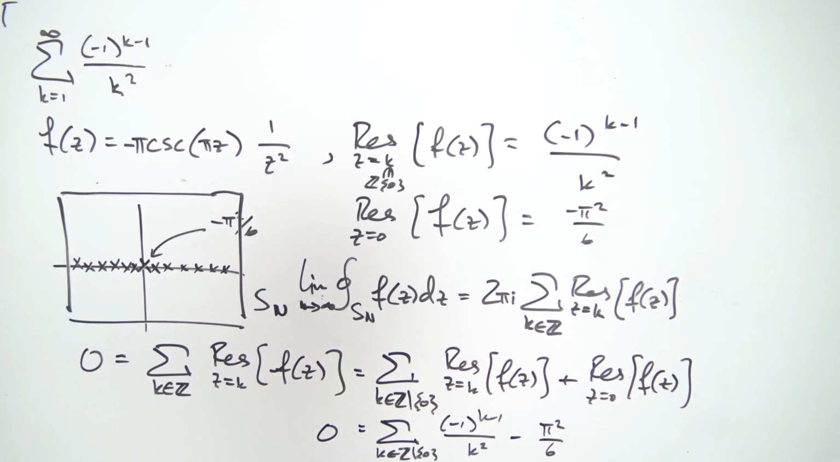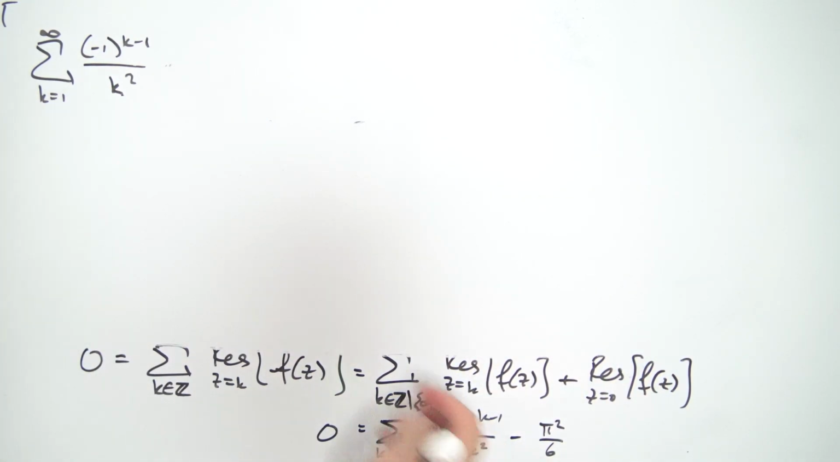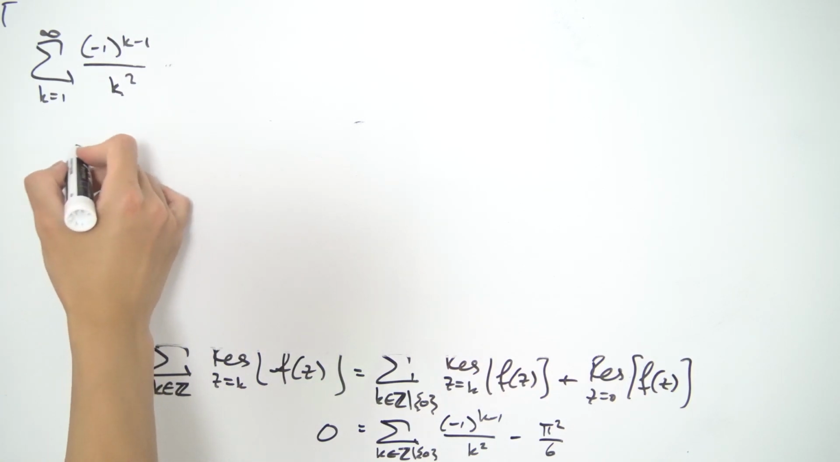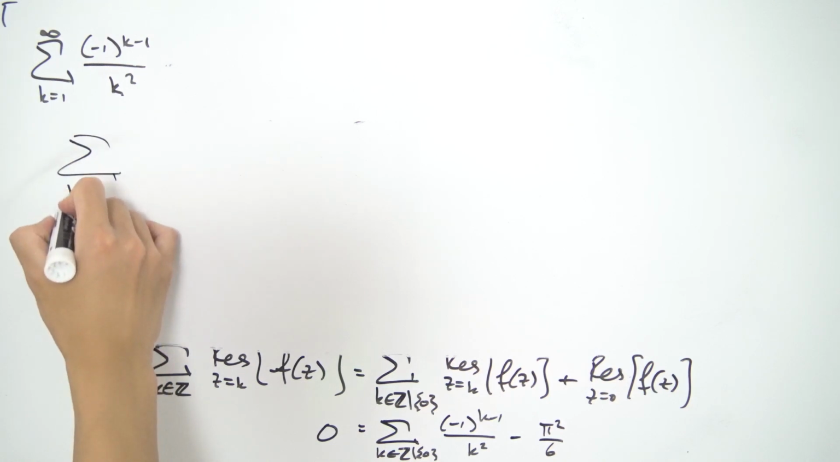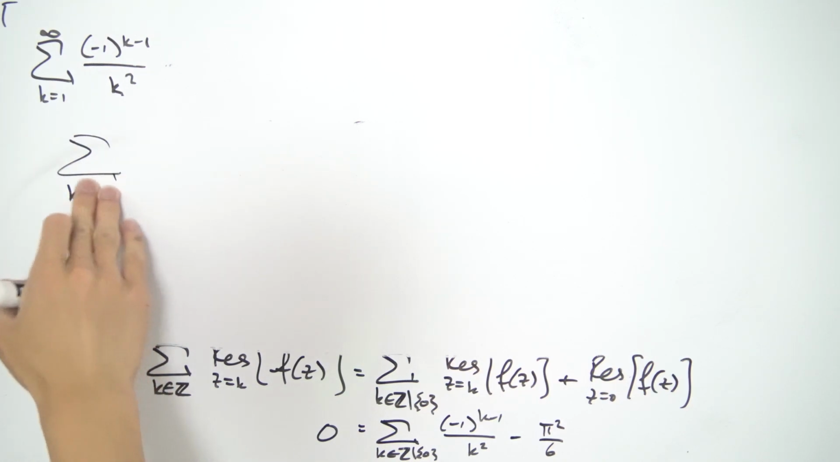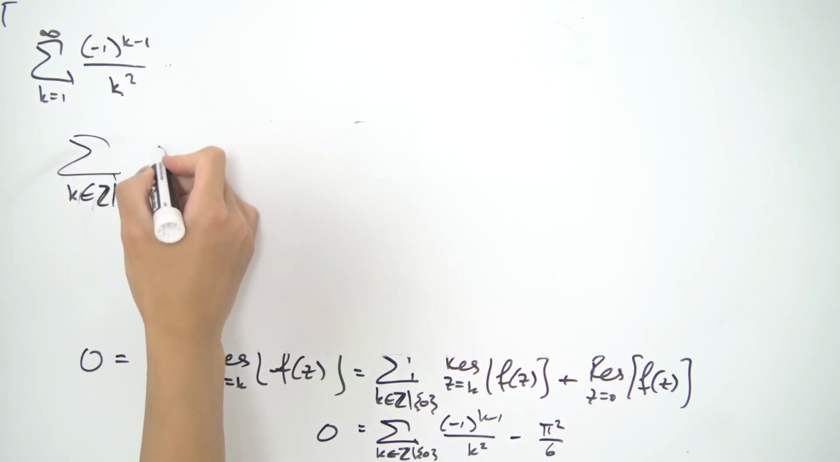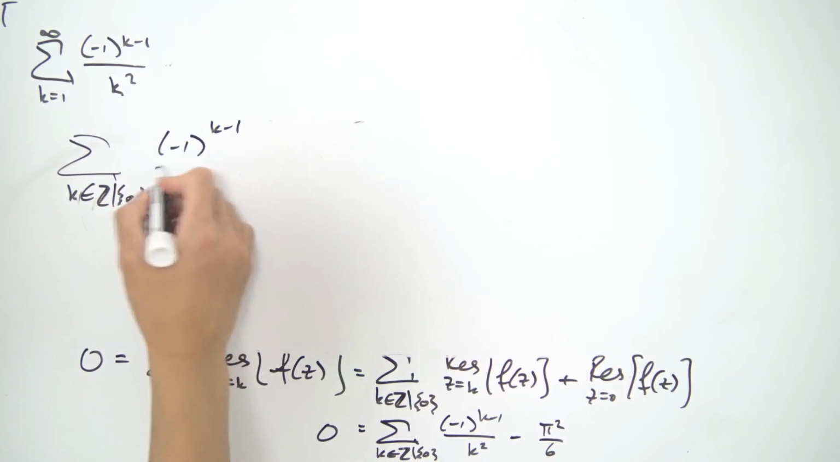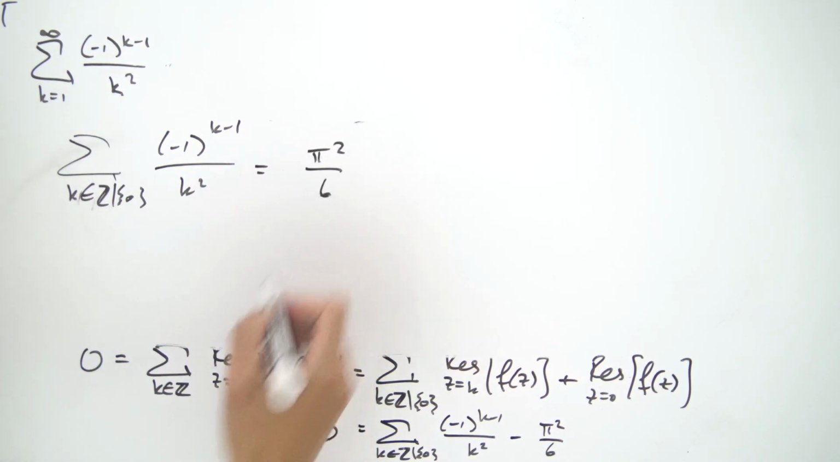Alright, that's quite nice. Let's try to isolate the sum, because this sum is looking very similar to what we had at the very start. So now let's see, what do we have? Let's move this minus pi squared over 6 onto the other side, so we have now that the sum over k an element of the integers excluding 0 of minus 1 to the k minus 1 over k squared is now equal to pi squared over 6.